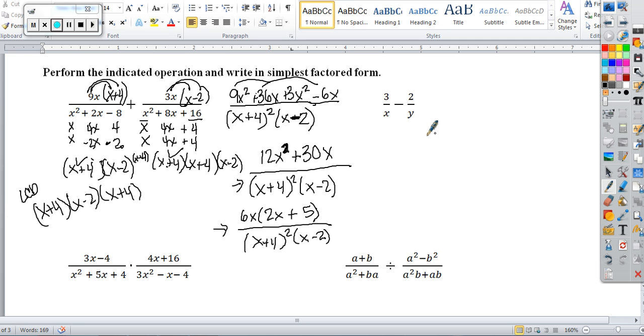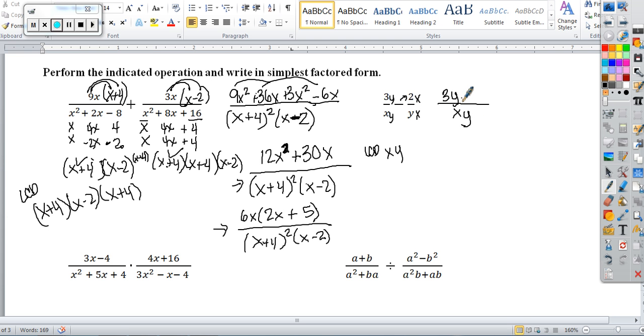Here we go. This next one here, we have the same issue, but it's a lot easier. Make sure you pay attention to this negative here. It goes right there. Okay, your least common denominator is simple to find. There's no factoring. It's just xy. This fraction's missing the y, so we're going to multiply times y. And this one here is missing the x, so we're going to multiply by x. Now they have the same denominator of xy, so we just write our numerator.